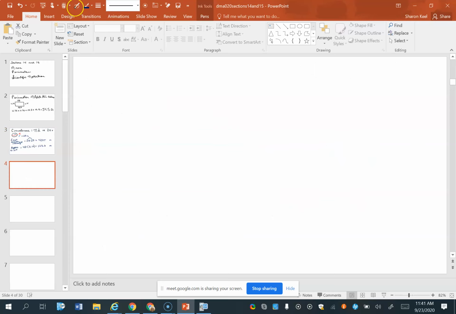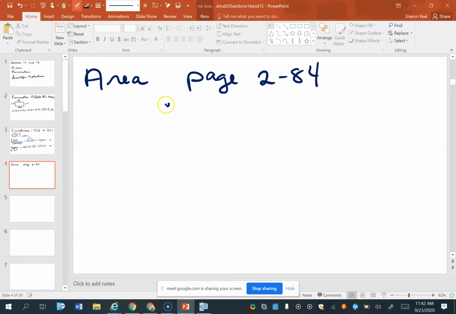When we are looking at area, if you will go to page 2-84, you're going to see a list of formulas. So depending on which particular shape you were given, you have your formulas all listed here. Now, granted, when you take a test, you will not be given the formulas. You will need to know those. We have already been working with these formulas from DMA10, and you will continue to see these formulas throughout the rest of your DMA modules.